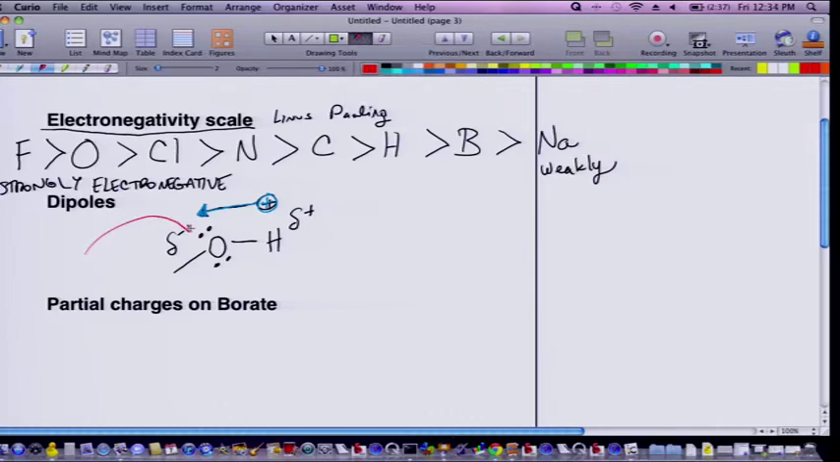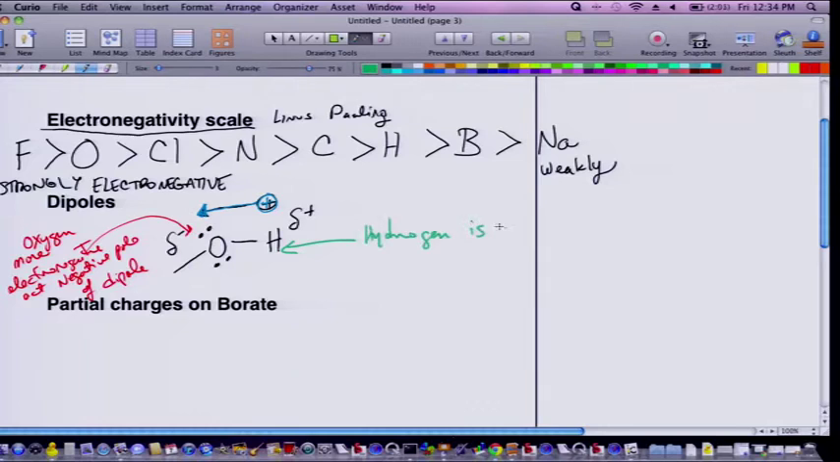And I'll just make sure that since oxygen is more electronegative, then it acts as the negative pole of the dipole. And on the other hand, we have the hydrogen. Hydrogen is less electronegative, and it acts as the positive end of the dipole.